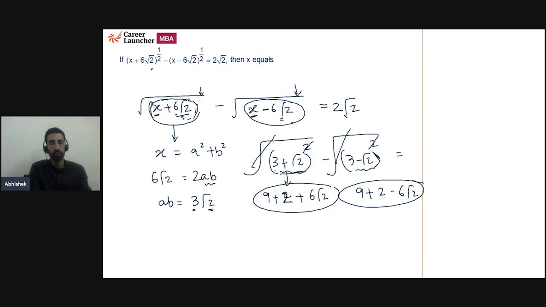3 plus root 2, 3 minus 3 minus root 2. 3 minus 3 cancel out. Root 2 minus of minus plus root 2. So root 2 plus root 2, 2 root 2. Now that is exactly what your RHS is. That's what it is. 2 root 2.